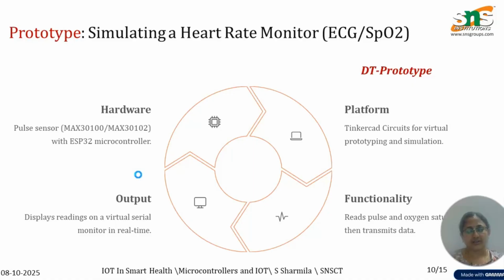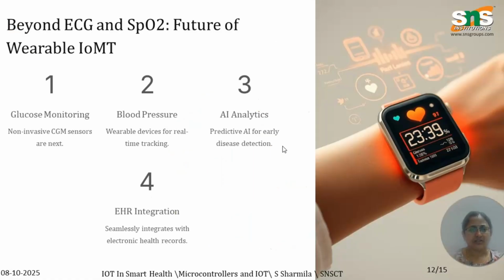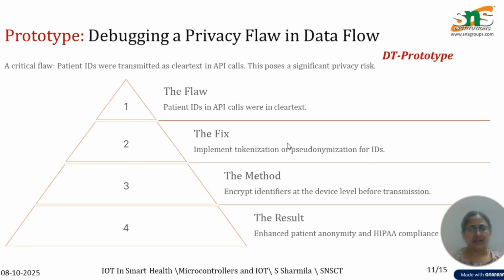This simple prototype demonstrates how to enable real-time health monitoring. The next one is the testing stage. During testing, suppose we find a privacy flaw, for example, patient IDs transmitted in clear text through API calls. To fix this, we can use tokenization or pseudonymization and encrypt identifiers at the device level. This ensures compliance with privacy regulations.